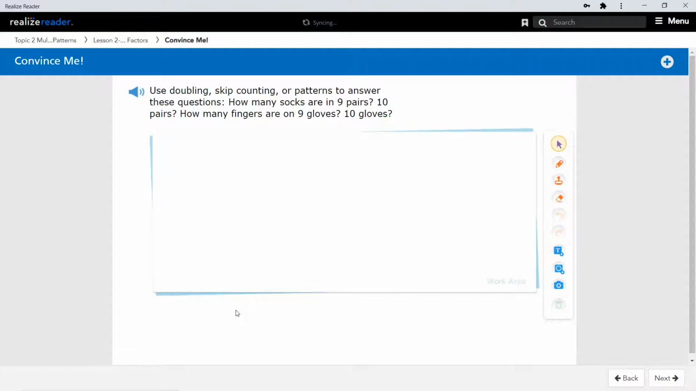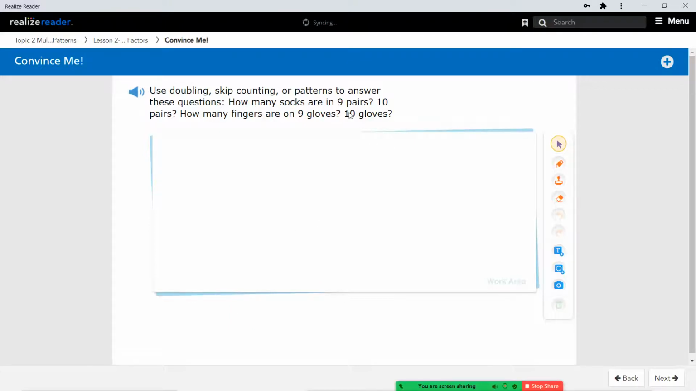Remember, the product of any 2 factors is the same no matter which order you're multiplying those factors. Now, the same thing with the gloves question. It says, how many fingers are on 9 gloves? Well, the hidden question, the thing that you already need to know before you can solve this, is how many are on 1 glove. Once you figured out that there's 5 fingers on 1 glove, then you can do 9 times 5 or 5 times 9. Same thing with 10 gloves.